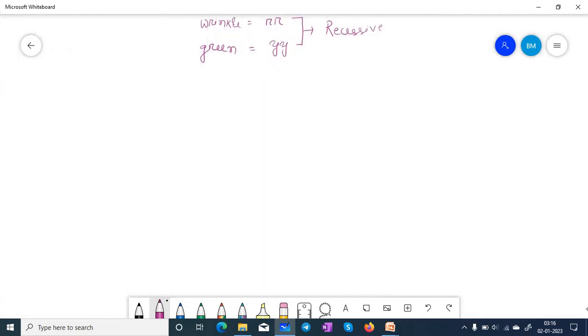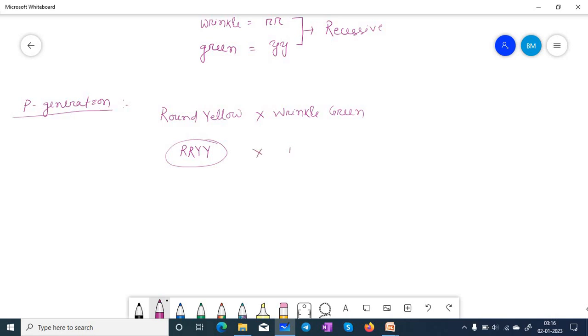First, Mendel took round yellow, this is the P generation, crossed with wrinkle green. Round yellow is RRYY, crossed with rryy, small r and small y. Now when they undergo gametogenesis, they give rise to gametes: one capital R, one capital Y, and one small r, one small y. These are gametes, okay.